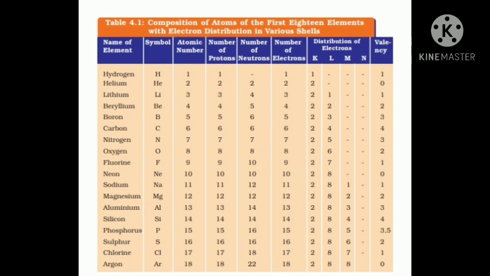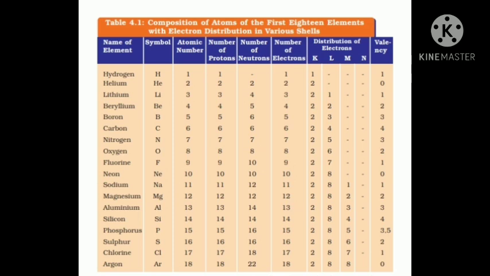Oxygen, symbol O, atomic number 8. So number of protons and electrons are 8. 16 is the mass number of oxygen. So the number of neutrons is equal to mass number minus atomic number. Mass number 16 minus atomic number 8 is equal to 8. So number of neutrons 8.